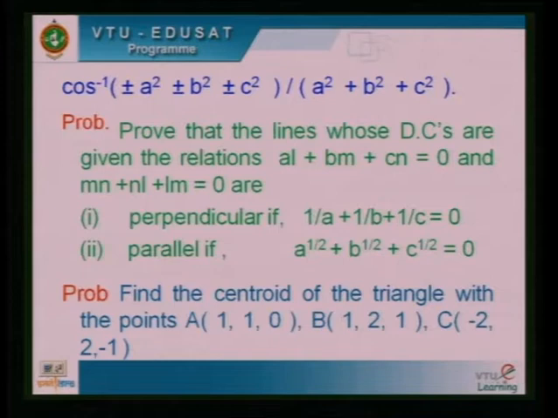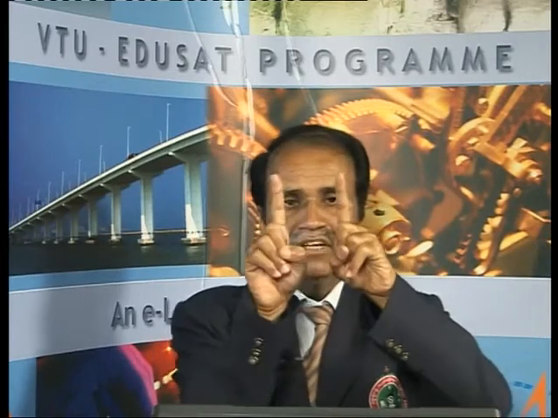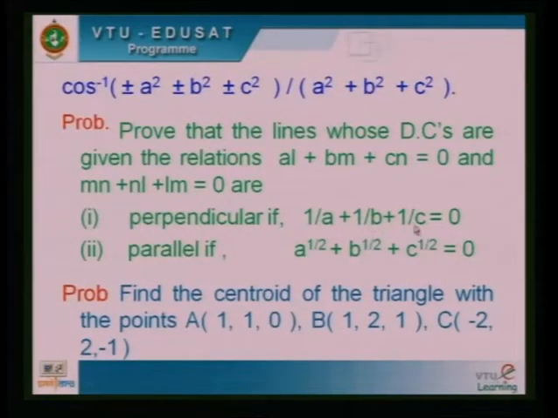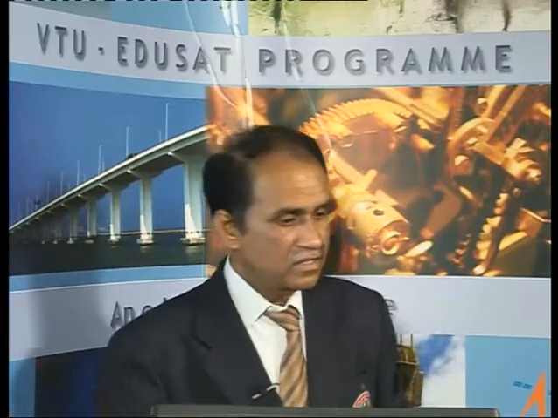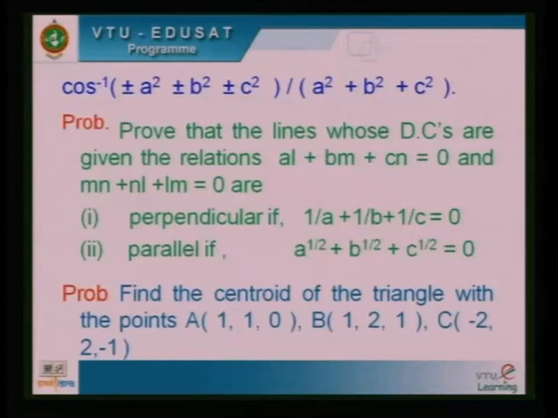Last time I was showing that two lines are perpendicular. One line shows one set of direction cosines and another line shows another set of direction cosines, when they are perpendicular and when they are parallel. The first condition, 1 by a plus 1 by b plus 1 by c is equal to 0, holds when two lines are perpendicular. At some stage I had left those results incomplete. Let me take that equation, and then I shall prove these two results for the conditions: one perpendicular and the other parallel.